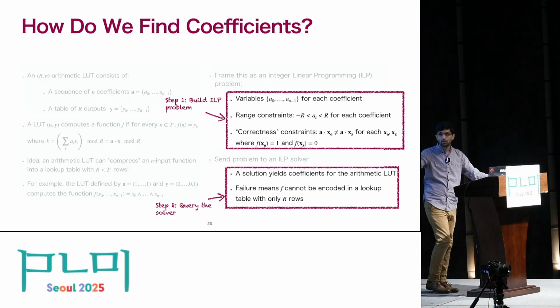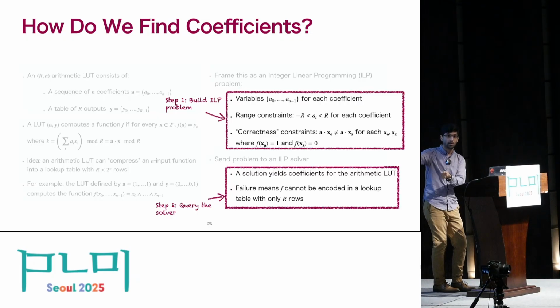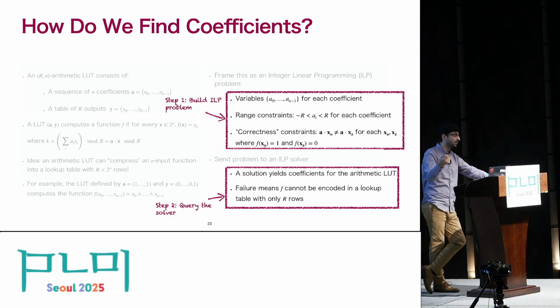And so in particular, the ILP solver can either come back and say, yes, here are some coefficients I found, in which case we know how to build this arithmetic lookup table for the function, or it comes back and says, I couldn't find any coefficients, in which case we know that this function is not expressible. Maybe it's not symmetric enough, maybe we need more rows or whatever.